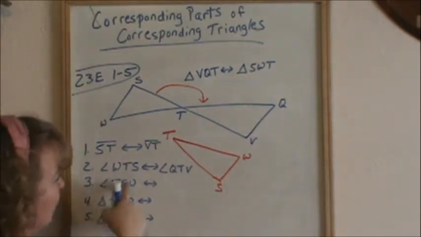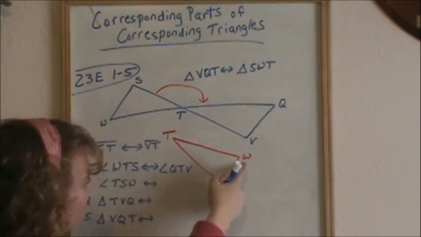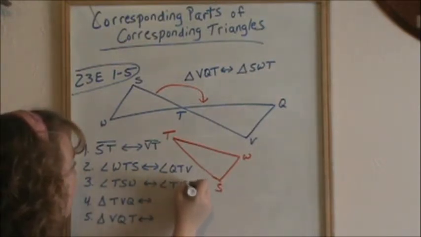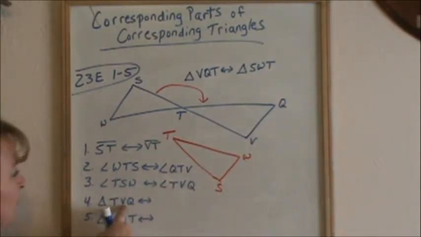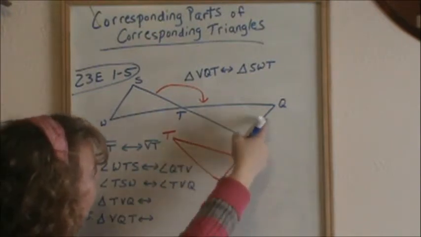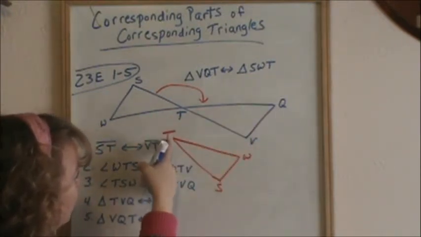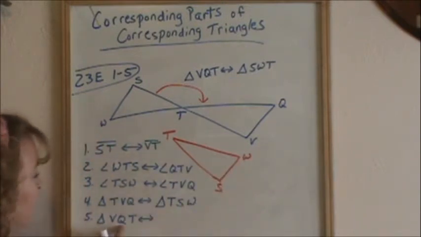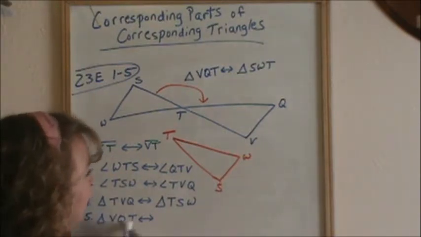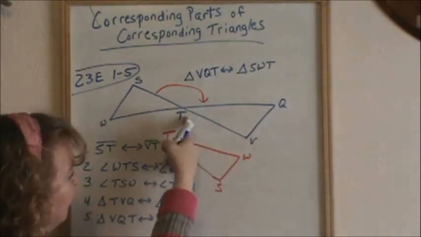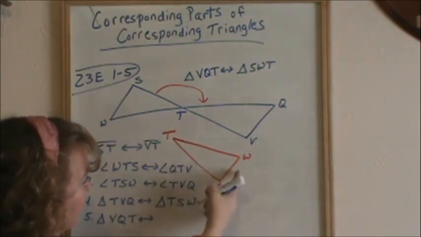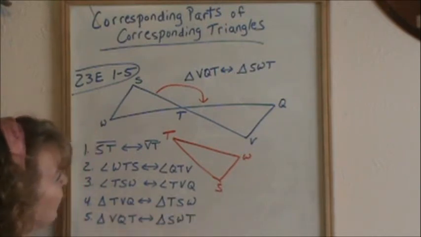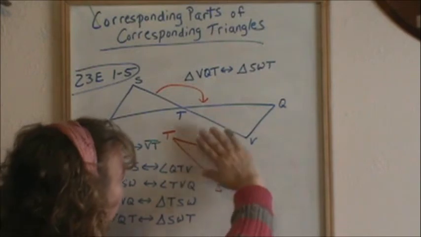Angle TSW, let's go the same way on this one, angle TVQ. Now we're doing triangles. Triangle TVQ, go in the same order on this one, triangle TSW. Triangle VQT. Now in this triangle, let's go in the same order: triangle SWT.